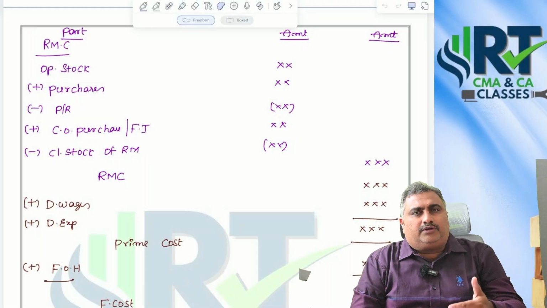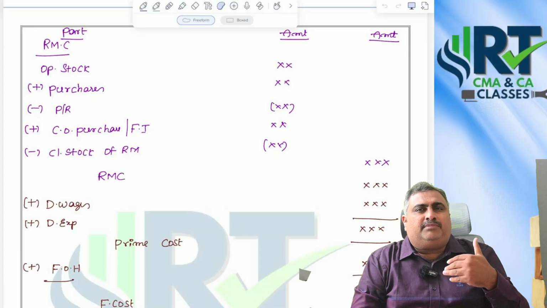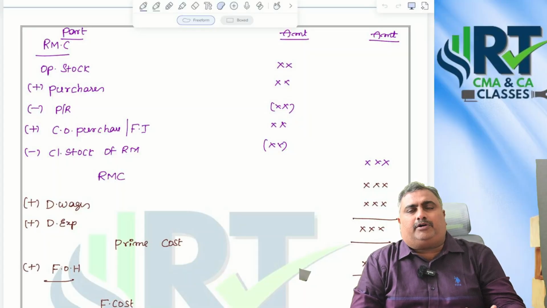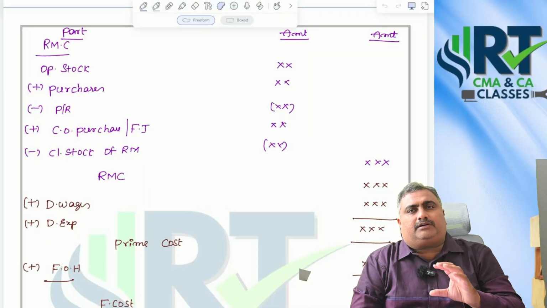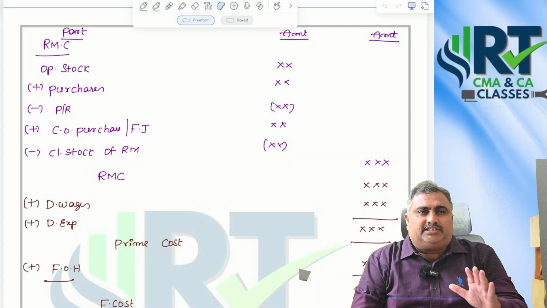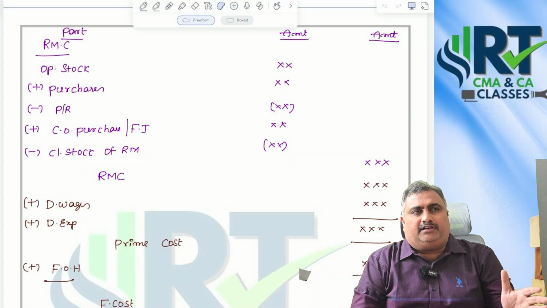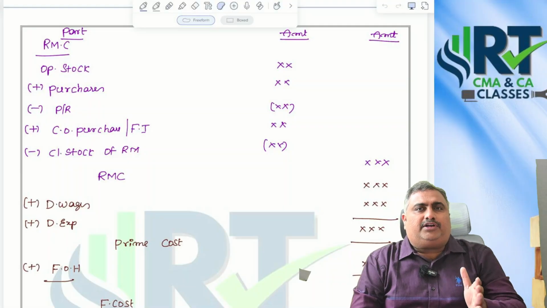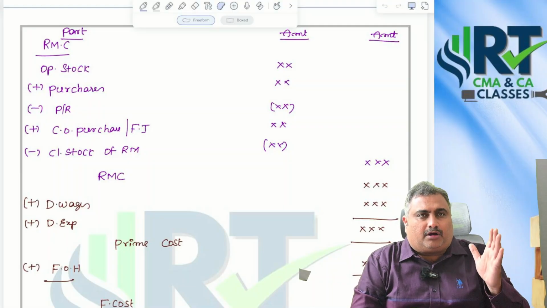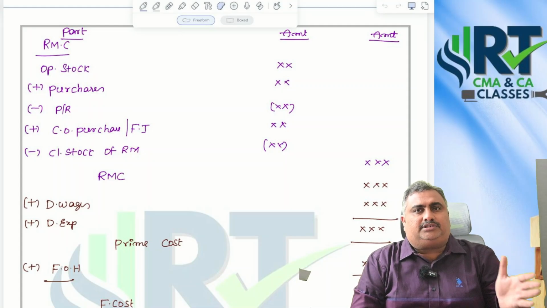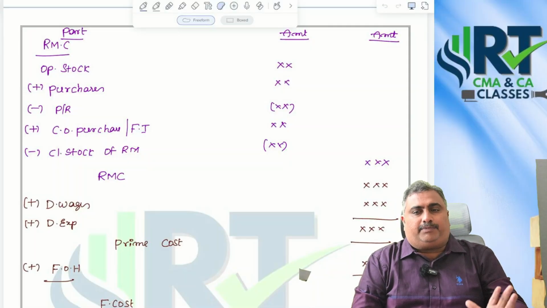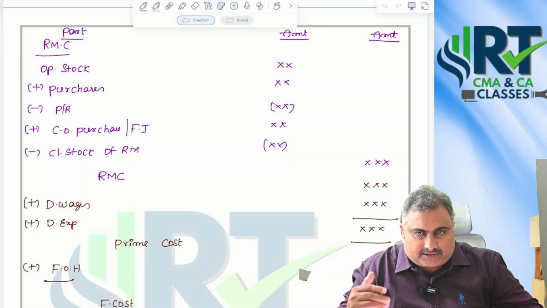Why? If you want to calculate total cost, whatever material is available to you is not important. How much material you utilized for making that particular product or service is important. That's the reason, even though only purchases are given, the information to compute raw material consumption is still available. We need to go with raw material consumption instead of raw material purchases. That's the first step.